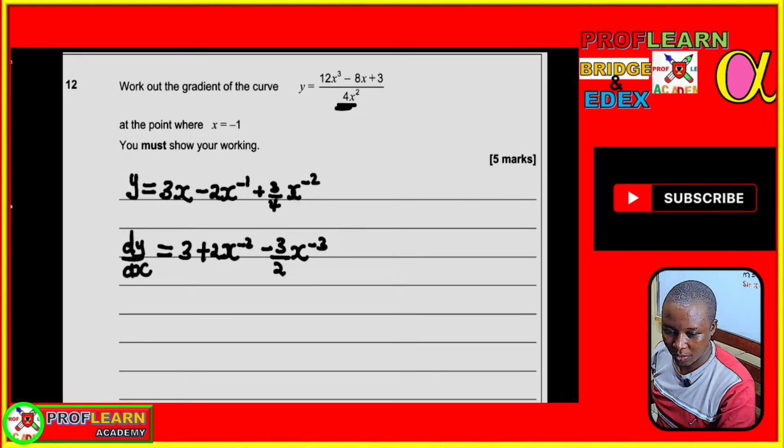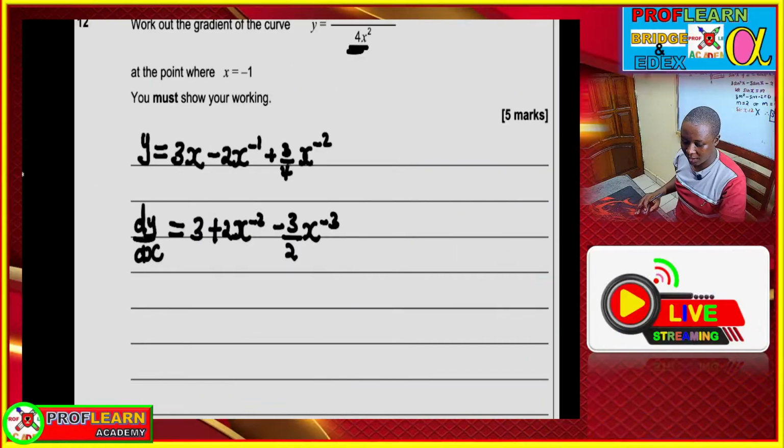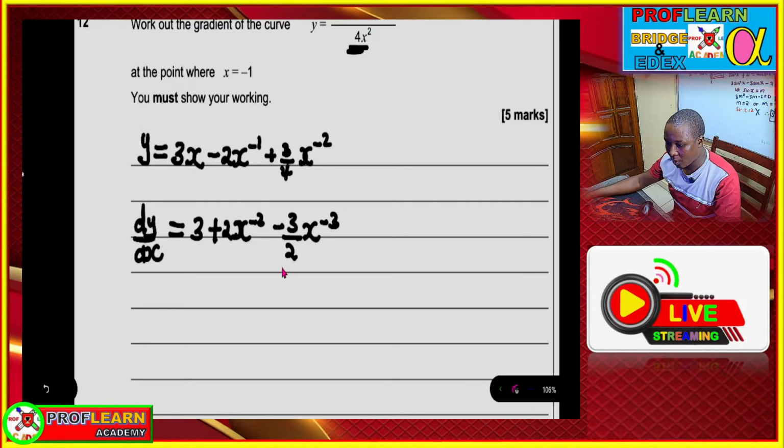And let me get to know in the chat section, where's the problem? Why are we not getting the correct answer in that? Yeah, so we are going to substitute x is equals to negative 1.